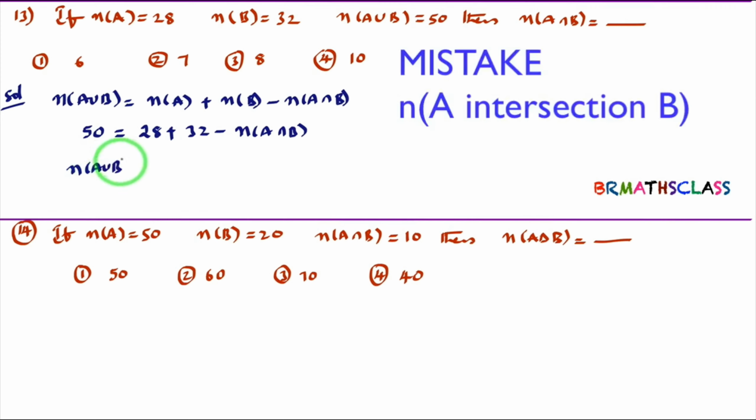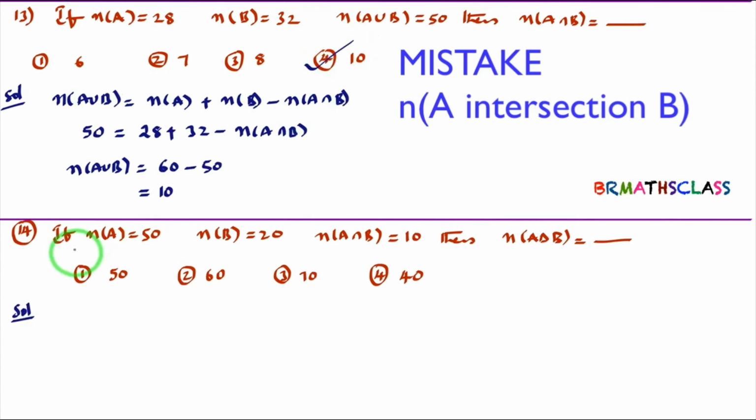n of A intersection B is equal to 28 plus 32, which is 60, and take this 50 to this side, it will become minus 50. 60 minus 50 is what? 60 minus 50 is 10. So which option is the right option? The fourth option is the right option.